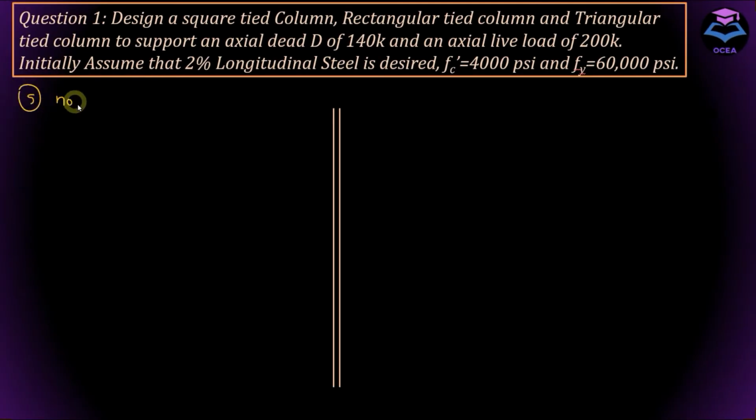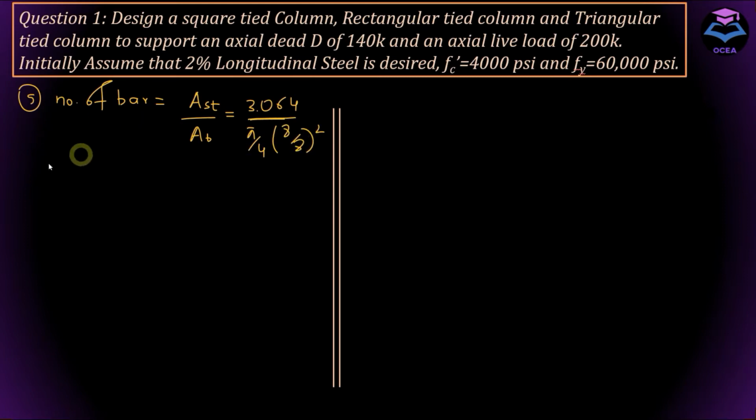Number of bars is equal to Ast divided by the area of a single bar. The area of steel is equal to 3.064, and let's assume that we are using number 8 bars. So the area of a number 8 bar is equal to pi upon 4 times (8 by 8) squared, and the number of bars n is equal to 3.901, which means that we will use 4 bars of number 8 in the column.